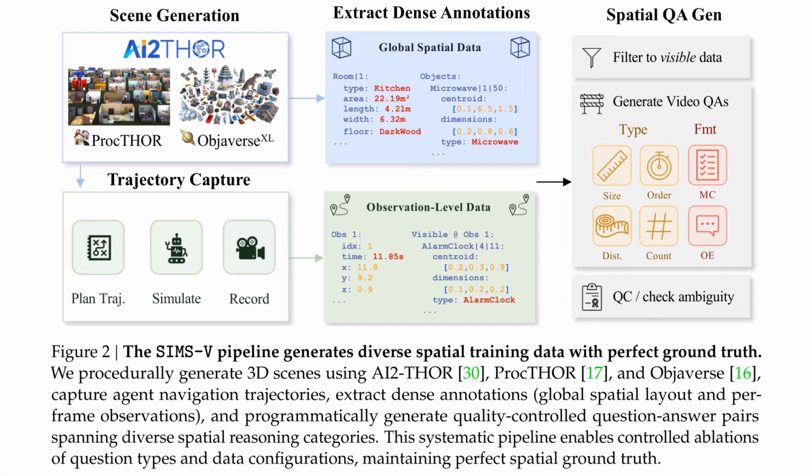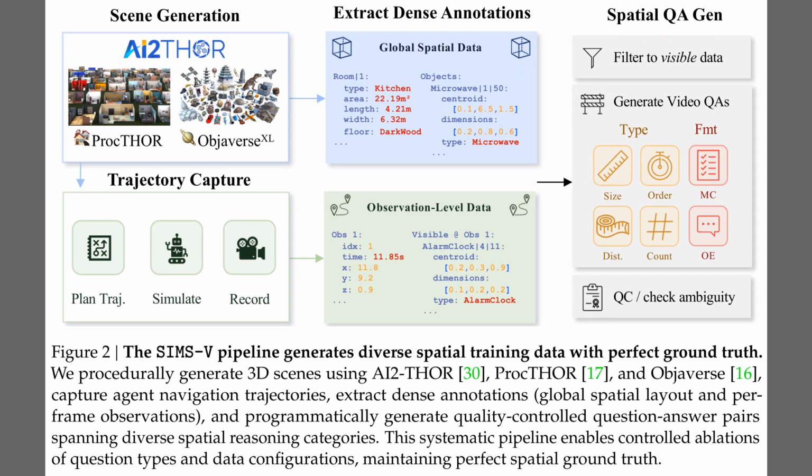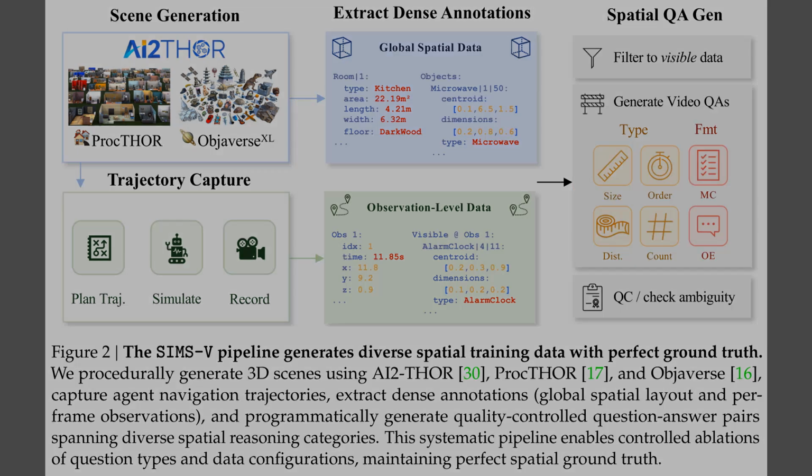So Figure 2 details the end-to-end pipeline that produced the targeted training data. The full diagram shows scene generation, trajectory capture, dense annotation extraction, and spatial question creation, which together ensure perfect ground truth. The scene generation panel uses AI2 Thor, ProcThor, and Objaverse to build diverse 3D rooms. The trajectory capture panel plans paths, simulates movement, and records videos. The spatial QA module filters to visible content, generates types like size, distance, and order, and performs quality checks.